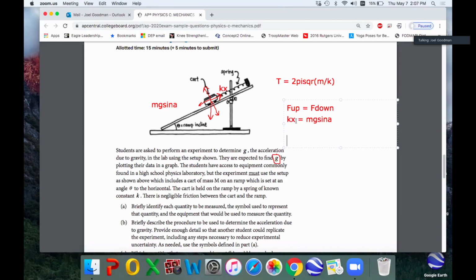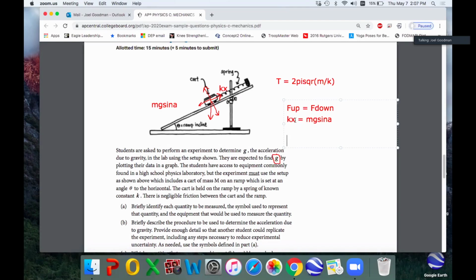Can I measure x? Yes. It's in a lab. I can measure x. They tell me I know what k is. Could I measure the mass of my cart by getting out a scale and weighing it? Yeah, sure. Could I get a protractor or rulers and measure the angle? Yeah. Then I can solve for g. Once again, you could solve for g.